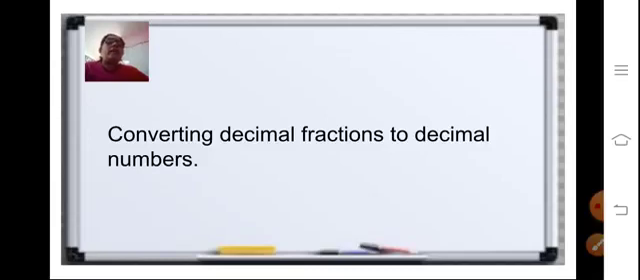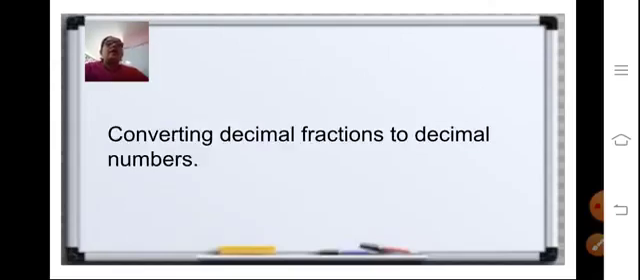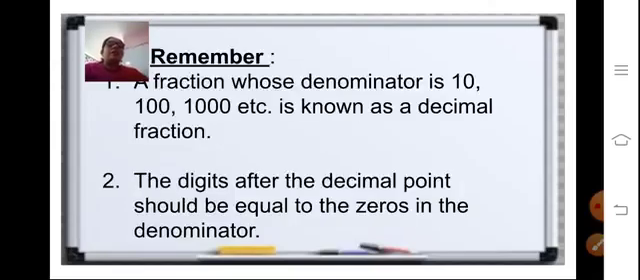Now, some important points which you have to remember: a fraction whose denominator is 10, 100 or 1000 is known as a decimal fraction. The digits after the decimal point should be equal to the zeros in the denominator. When you are converting decimal fractions to decimal numbers, the digits after the decimal point should be equal to the zeros in the denominator.